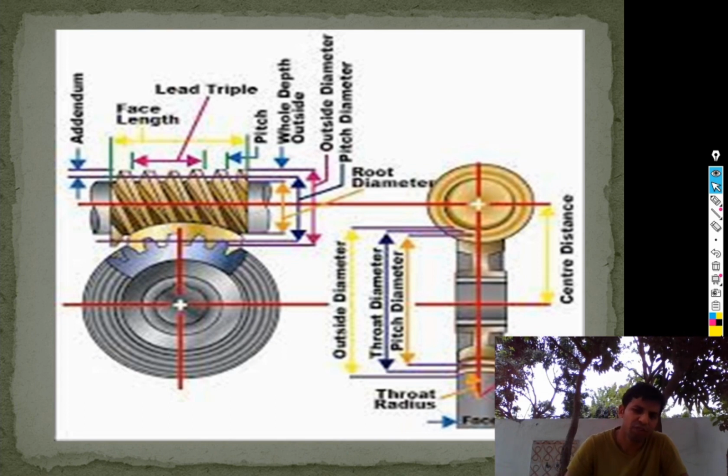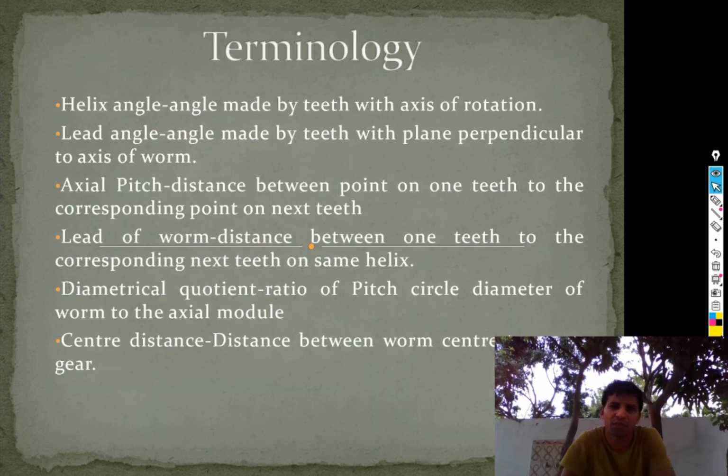Okay, now we go further, and I will tell you a few definitions of the gear terminology in worm and worm gear. First is helix angle: the angle made by the teeth with the axis of rotation. Lead angle I already discussed in the previous diagram: the angle made by the teeth with the plane perpendicular to the axis of the worm is known as the lead angle. Axial pitch is the distance from a point on one tooth to the corresponding point on the next tooth. And next is lead of worm. Okay, lead of worm is also a terminology term.